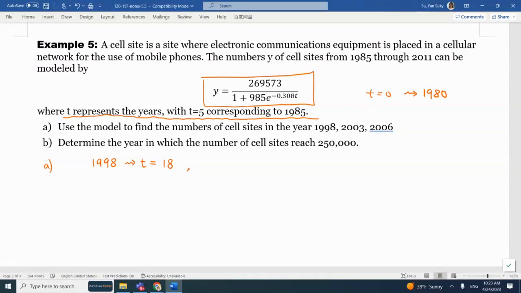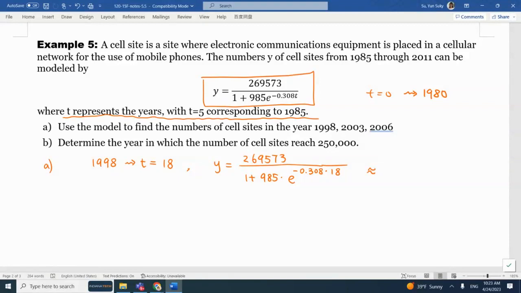Okay. And so your Y, see your Y, you plug in T is 18. So you get 269,573 divided by 1 plus 985 times e to the negative 0.308 times T. What's your T? 18.